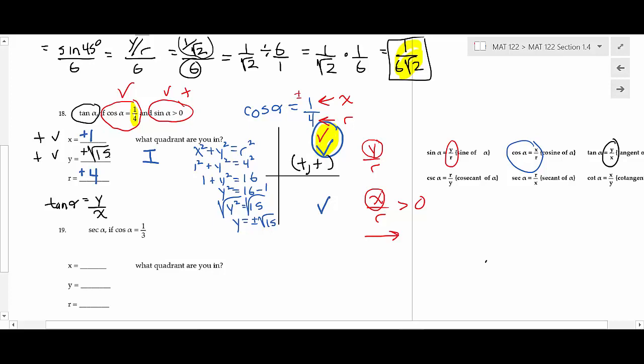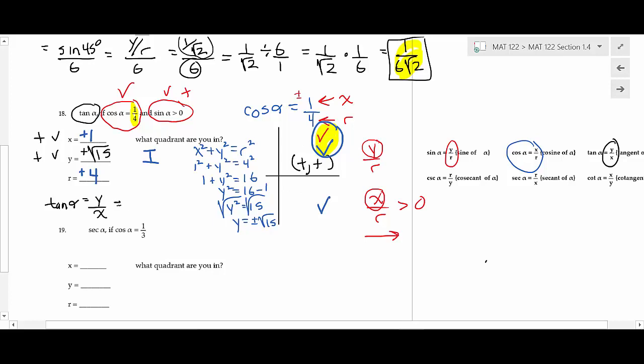The trickiest part of the problem for students usually is figuring out what quadrant you're in. So I've given you two clues. I've given you cosine's positive, and cosine is positive where x and r are both positive. And then I gave you y is positive. That's where y is positive, so that puts you in quadrant 1.